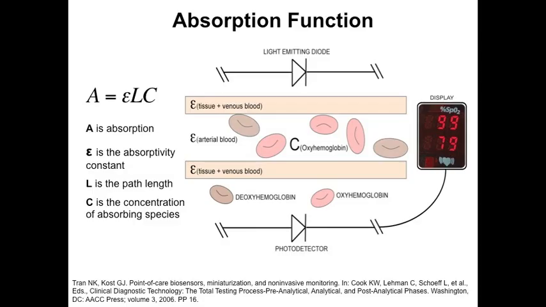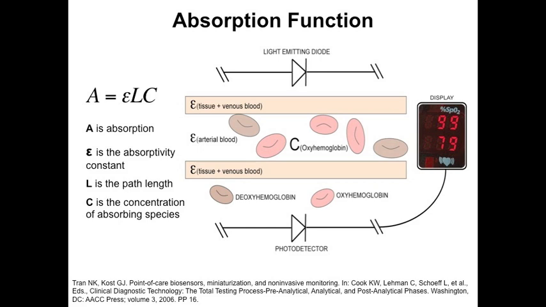For clarity, the Beer-Lambert law has been applied to our simplified cross-section. The Beer-Lambert equation is shown to the top left. And remember, absorption, or A, is measured by the photodetector. The absorptivity constant, epsilon, is a property of the material, and the path length L is from the light source to the photodetector, all of which can be used to estimate C, or the concentration of oxyhemoglobin. So now we have an idea of how the pulse oximeter could calculate the concentration of oxyhemoglobin from the measured absorption. But the second question still remains.